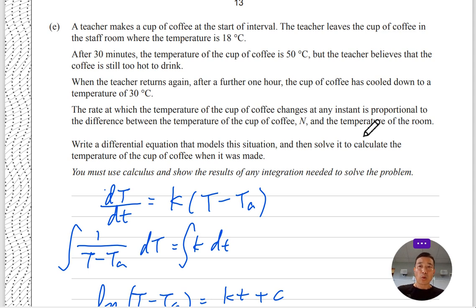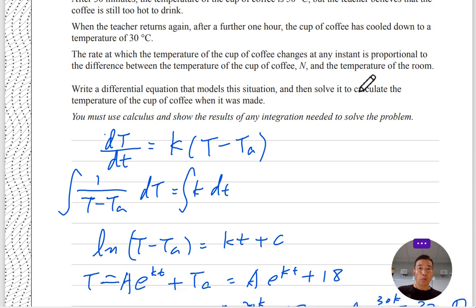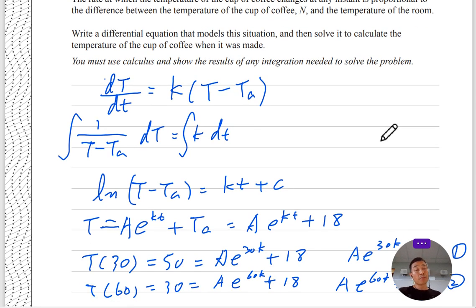The rate at which the temperature of the cup of coffee changes at any instant is proportional to the difference between the temperature of the cup of coffee and the temperature of the room. Write the differential equation that models this situation, and then solve it to calculate the temperature of the cup of coffee when it was made, meaning when time is 0, isn't it? I believe time is in minutes.